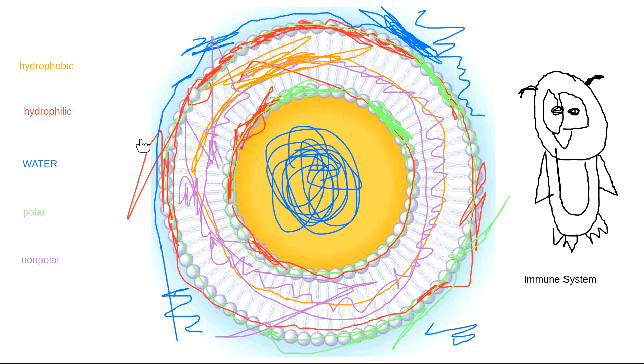So plasma on the outside, cytosol on the inside. That's our blue stuff. Notice that next to the blue, I have green on the inside, or I have red on the inside.